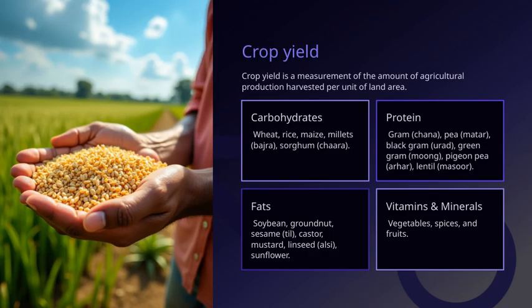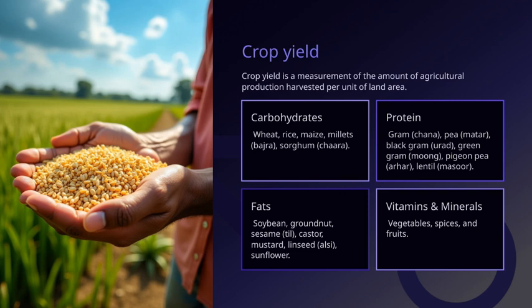Let's take a look at crop yield, which is essentially a measure of how much agricultural produce we harvest from a given area of land. It's an important indicator of productivity and helps us understand how efficiently we're using our resources. Now, moving on to the different types of nutrients we get from crops, starting with carbohydrates. These are primarily found in staples like wheat, rice, maize, millets such as bajra and sorghum, also known as chara. Carbohydrates are our main source of energy, so these crops are vital for nutrition.